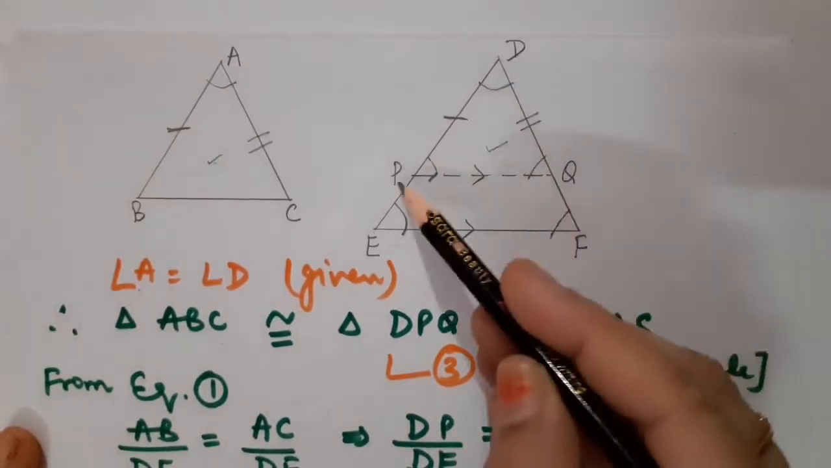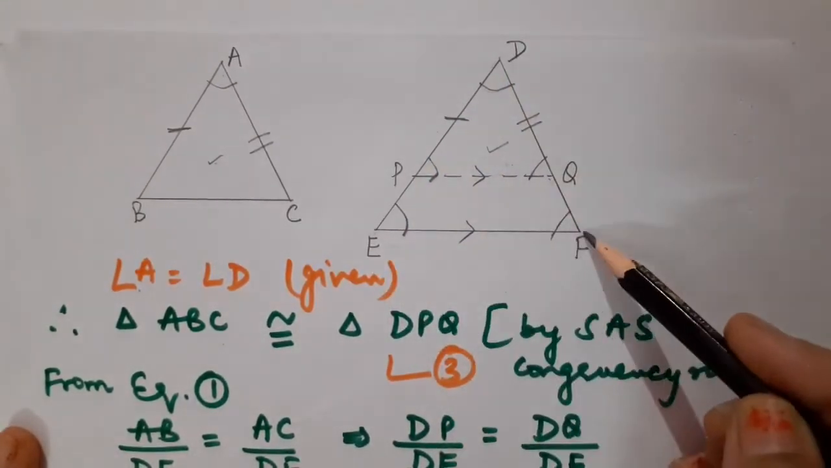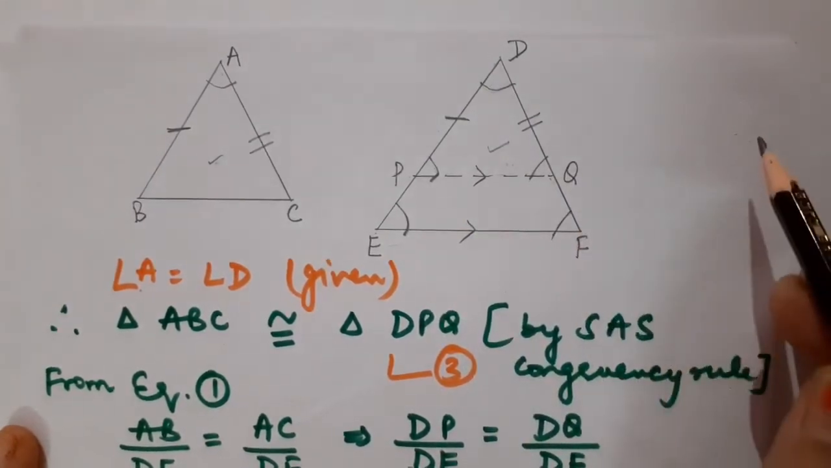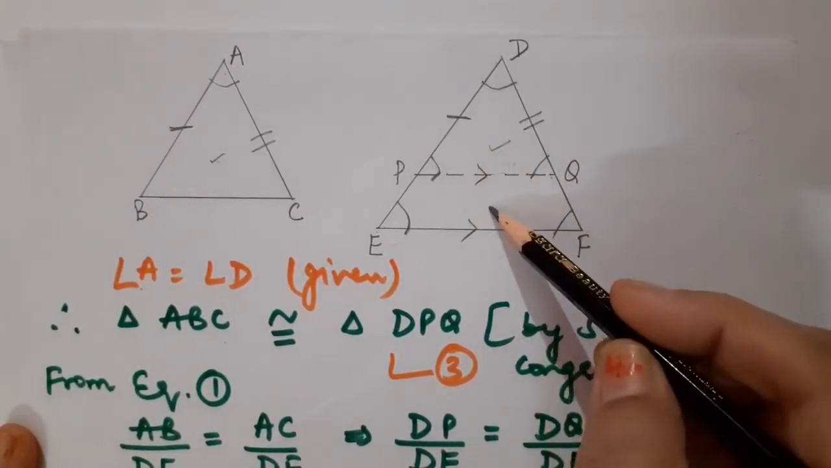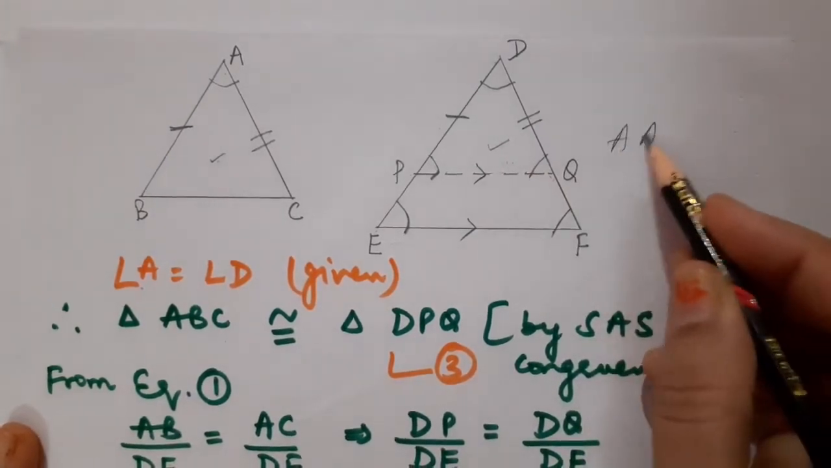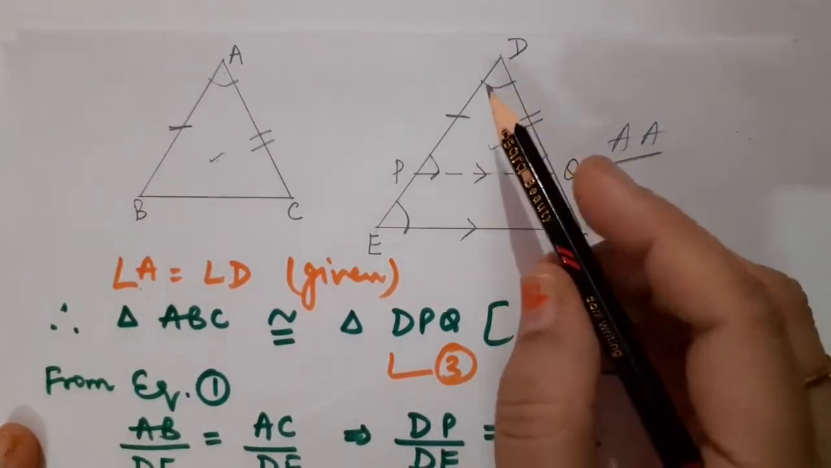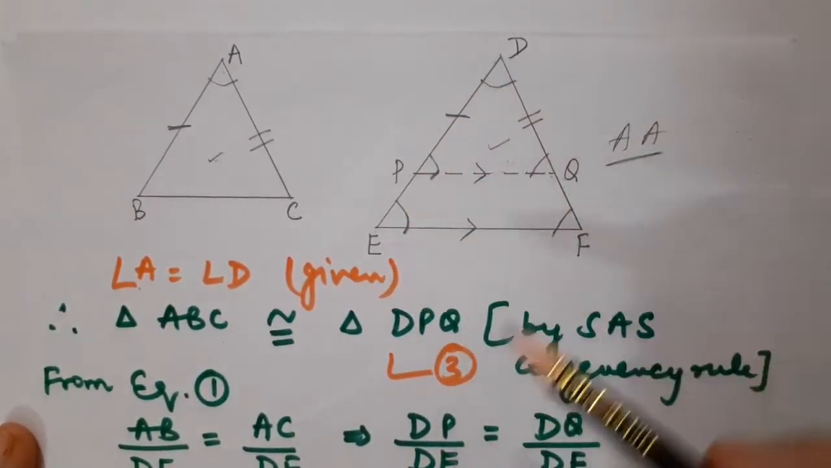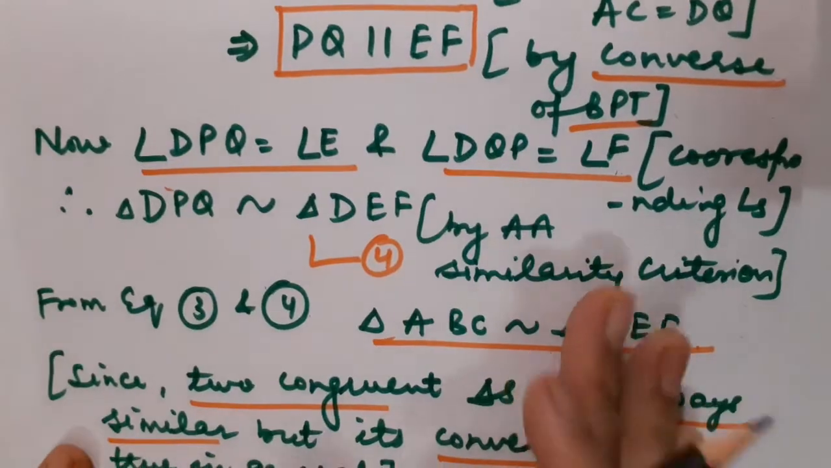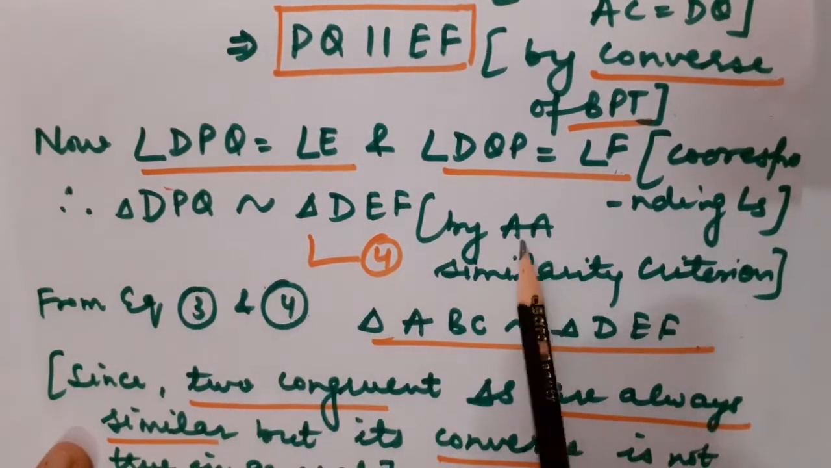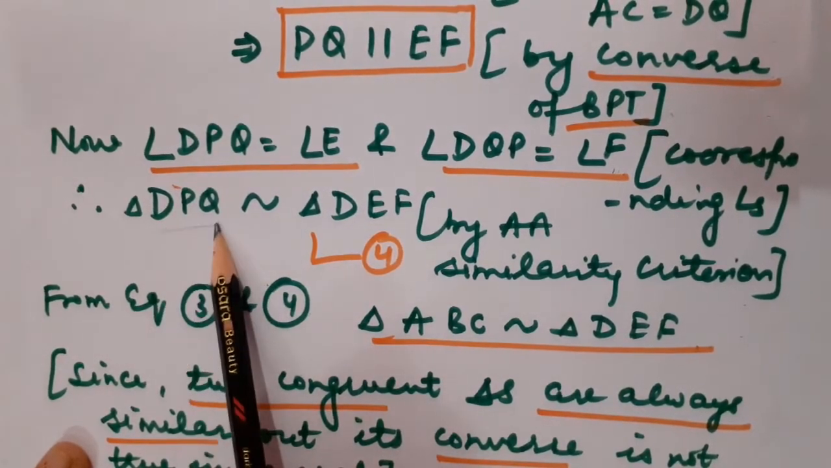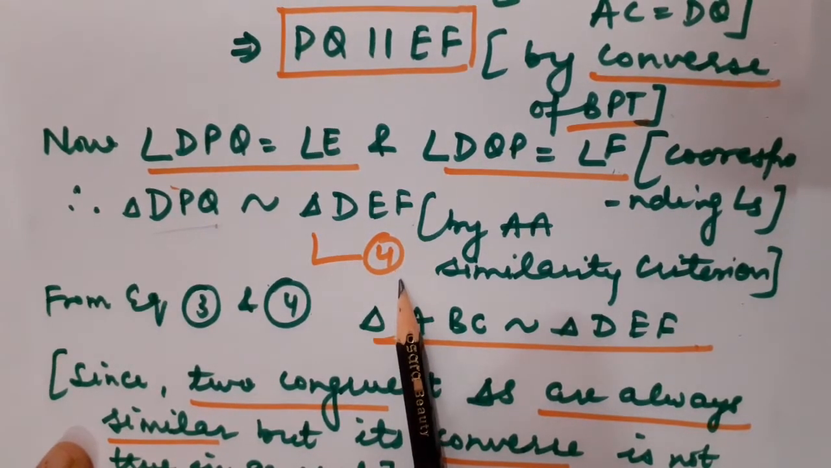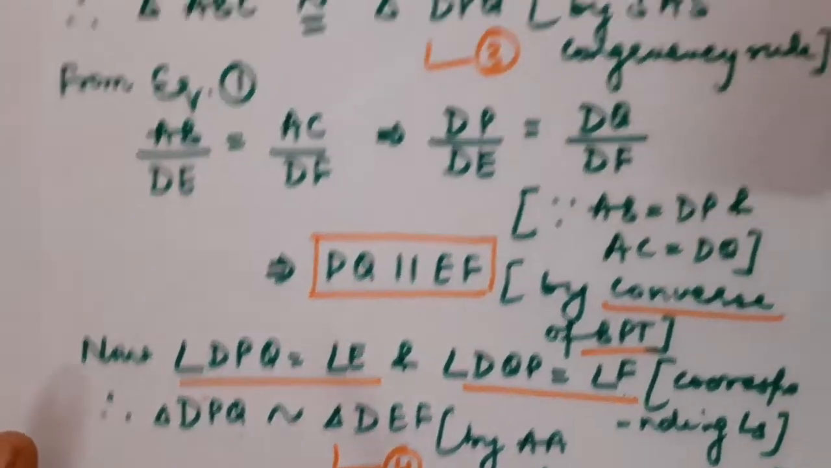Fine, children. Now just tell me one thing. In triangle DPQ and in triangle DEF, as angle P is equal to angle E, angle Q is equal to angle F, so what can we apply now? Of course, by double A similarity criteria, we can say that triangle DPQ is similar to triangle DEF. So here it is written, by double A criteria, I have proved that triangle DPQ is similar to triangle DEF. Let us consider this as equation number 4. What was equation number 3?